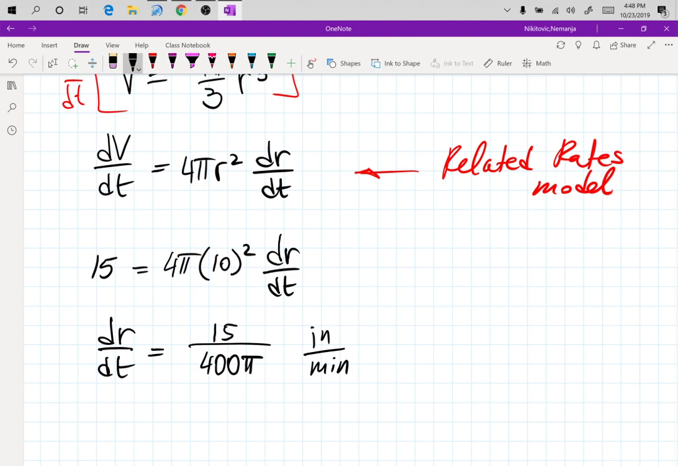Now, if you are interested in the decimal, you can calculate the decimal for this. So 15 divided by 400 and by pi, which is approximately 0.012, whatever, inches per minute. If you are to write this in scientific notation, you would write it 1.2 times 10 to the negative 2.